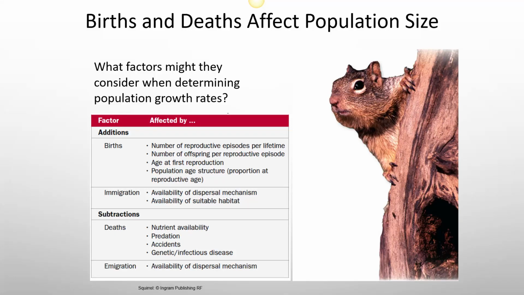Species move typically in response to resources. So if a resource is no longer available in a particular area, you're going to see mass emigration. If there is a resource available in an area, you're going to see immigration, where species come into that area.